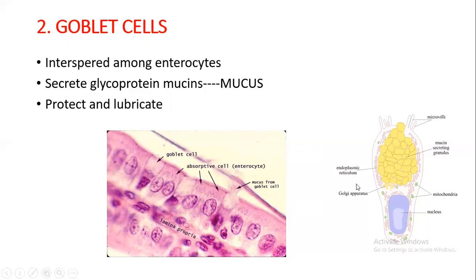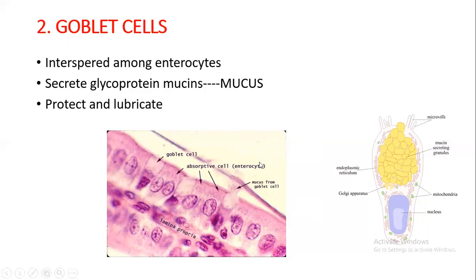These are the goblet cells and these are the enterocytes. These line your villus. These are the mucus secreting granules in its apical portion, and in the presence of water they become mucus, and during the routine staining they are washed off. The function of goblet cell is to protect the lining of the intestine, and they lubricate. The mucus helps to lubricate the lining.